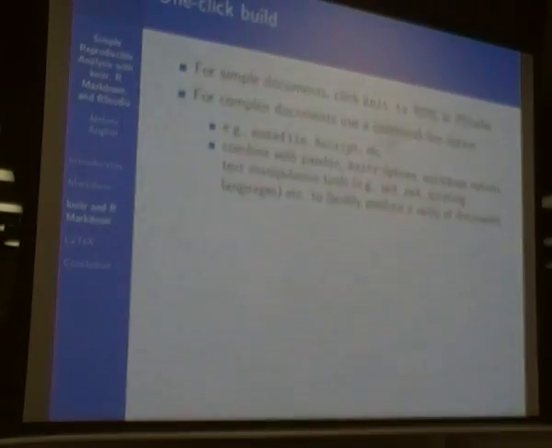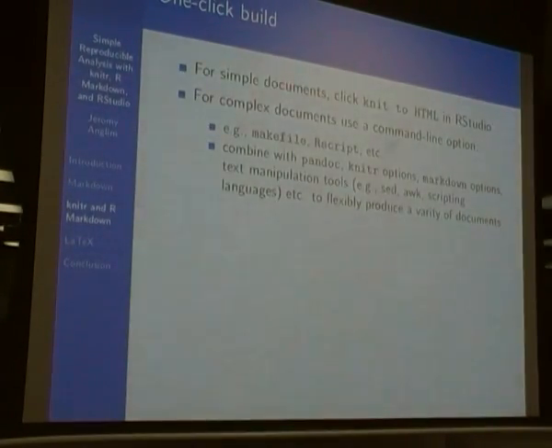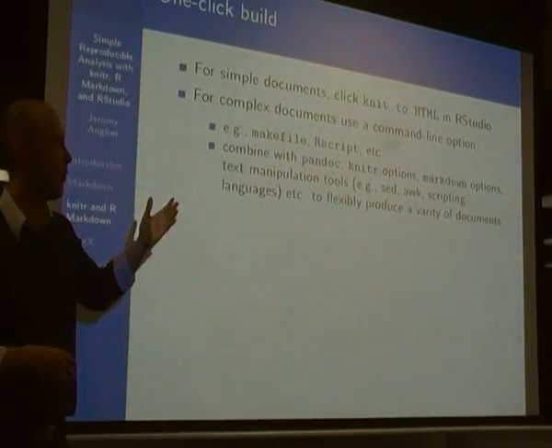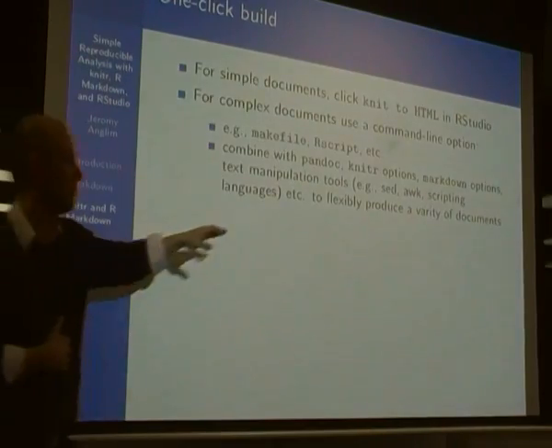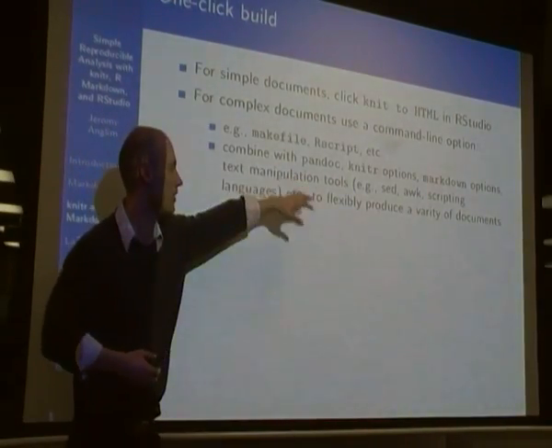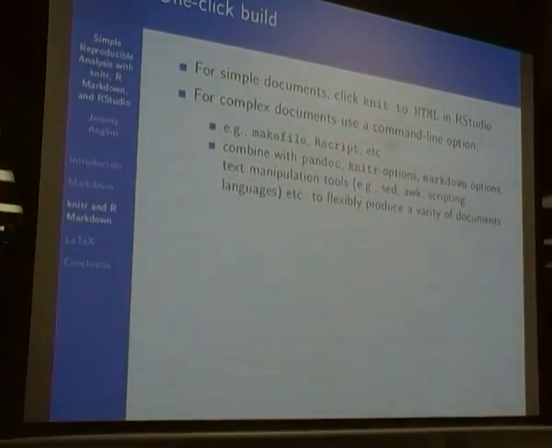I mentioned also that when I define reproducible analysis, I think it's best if it's a one-click build. And by that I mean, well, in RStudio you can just click knit to HTML and that does the job. But for more complex tasks, you might want to explore things like a make file where you have a series of commands that are issued, or you might want to combine a set of commands with Pandoc, or specifying particular knitr options or Markdown options.